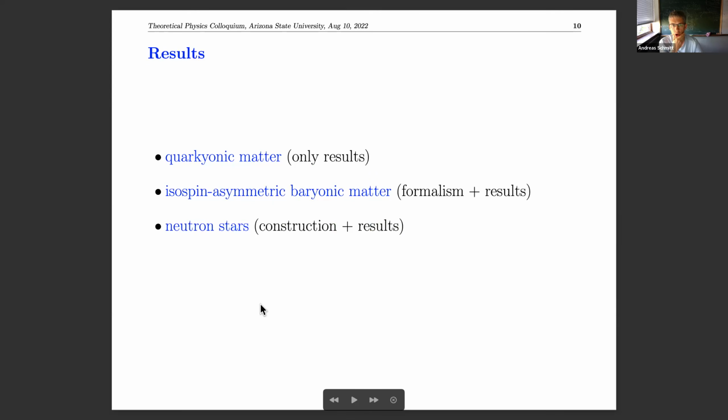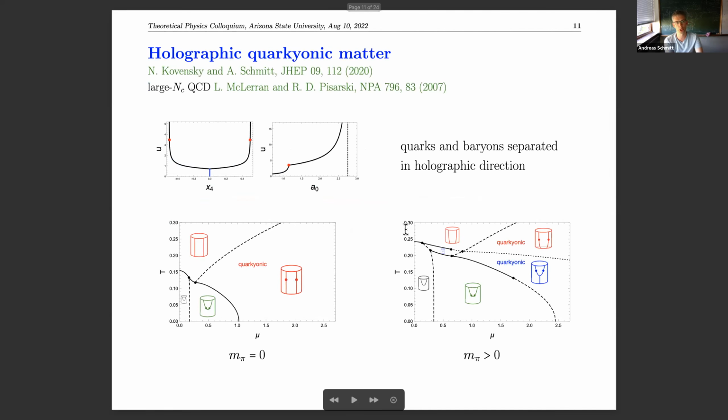Okay, so here's what I want to show. On the approximations, I will very briefly show you quarkyonic matter because I thought in this audience there are some people interested in that. I will just show you the results, no calculation. Then I will show you how to introduce isospin asymmetry. I want to give you a little flavor of what the calculation consists of. So I have one or two slides about the formalism, but then just show you the phase diagrams, and I'll try to leave enough time at the end for the main results, if you wish, how to construct the neutron stars from that.